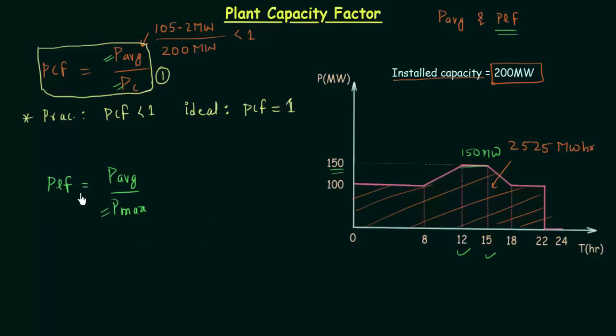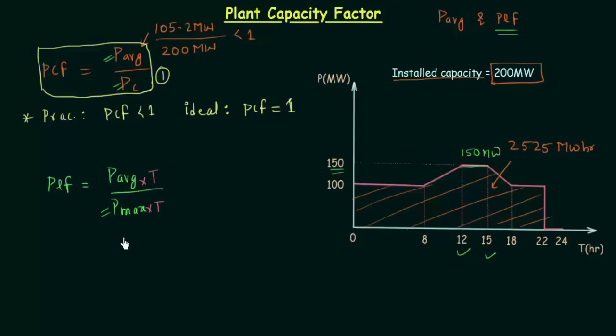Now we will talk about PLF. It is equal to P average over P maximum. I will multiply the numerator by the total time and also the denominator by the total time. So in numerator we have P average multiplied with the time. This is energy, because energy is equal to power multiplied with time.